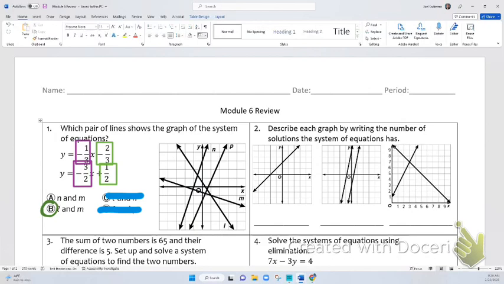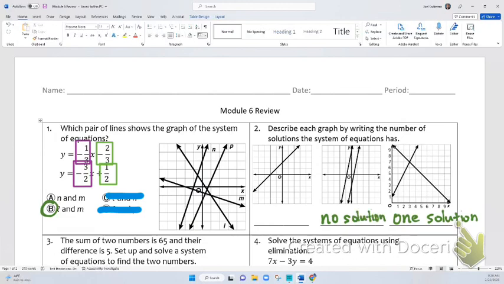For number 2, they are giving us different types of graphs, and they are telling us to describe each graph by writing the number of solutions to each one of these equations. So a reminder once again, when two lines intersect, that means that they have one solution. So over here, I'm going to write one solution. When lines do not intersect, which means they are parallel, that means they will have no solution.